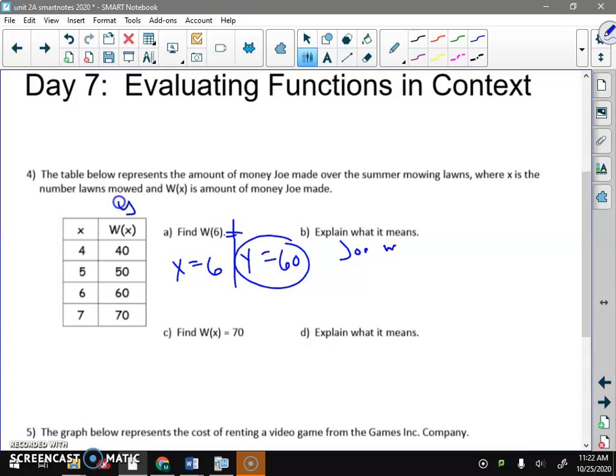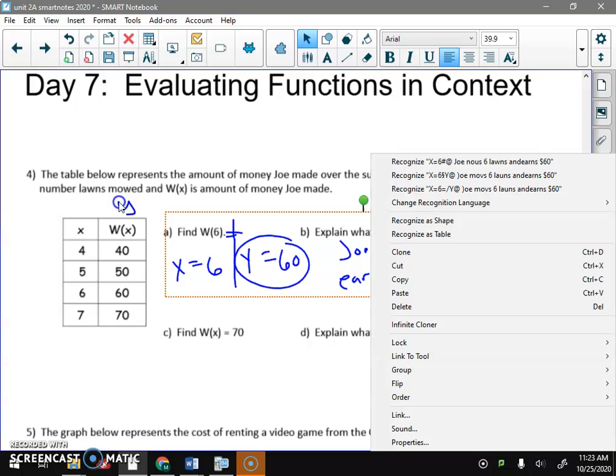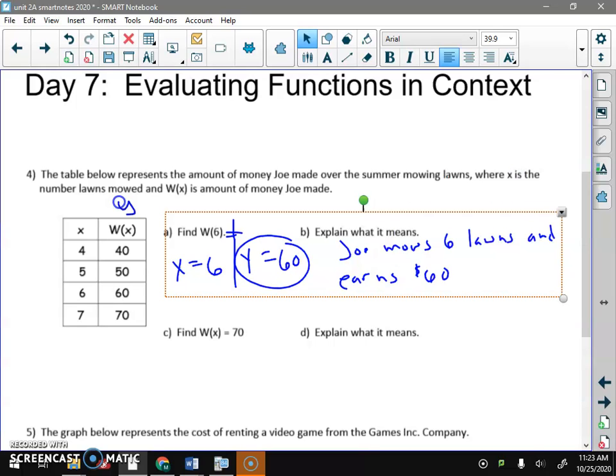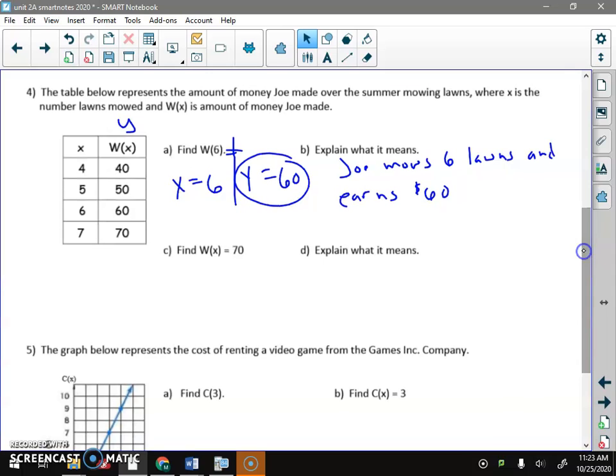Joe mows 6 lawns and earns $60. Let's see if I can turn this into text. How did we do that? I forgot. It doesn't look so good. Okay, I guess we'll have to leave it like that, because the other got included. That's why. All right, that's okay. I'll do it a little bit slower next time so we can get it separate.